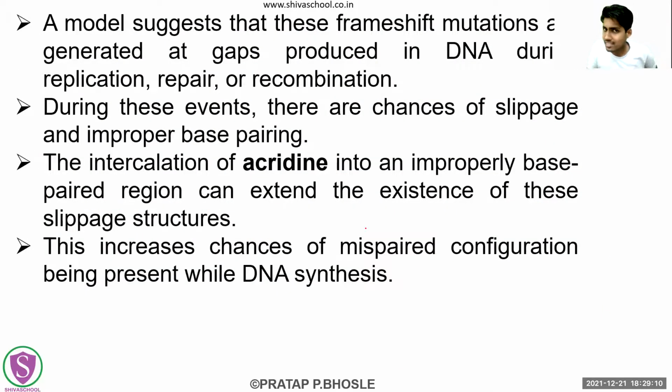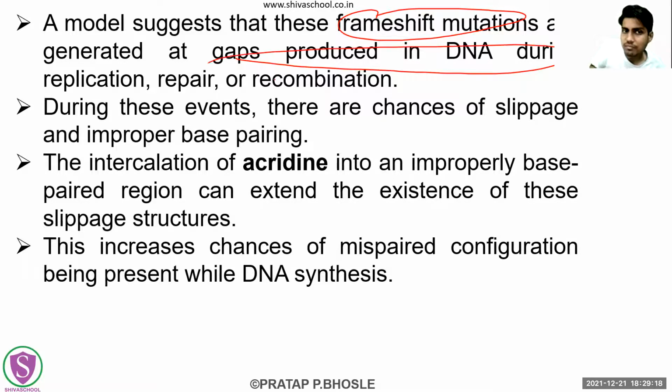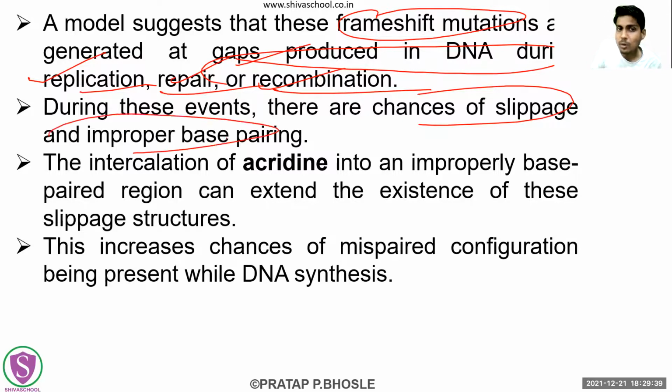There are some models which suggest that these frame shift mutations are generated at the gaps in the DNA during replication, repair, or recombination, whatever processes there are in the cell cycle. During such events, there are chances of slippage and, ultimately, imperfect base pairing.